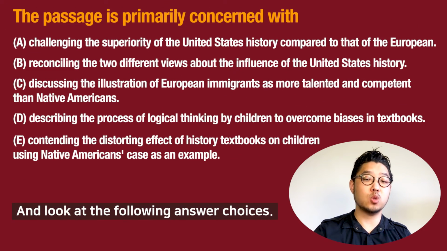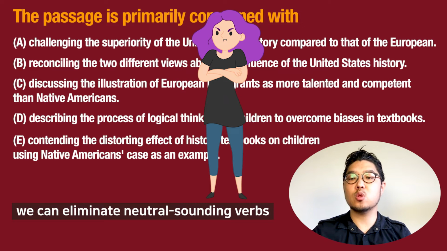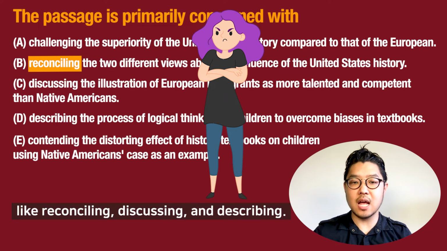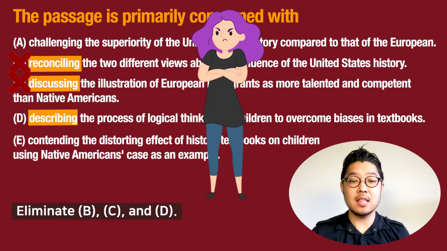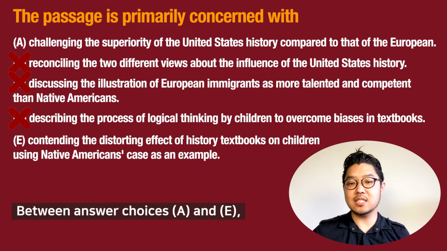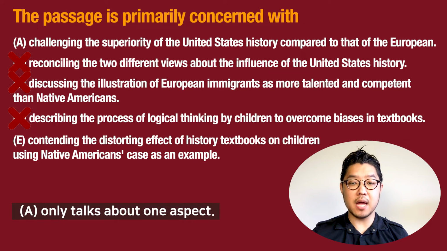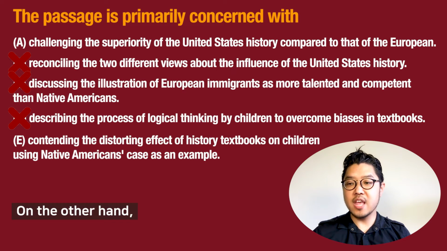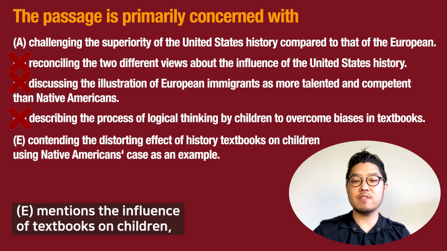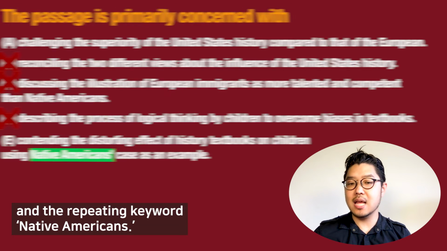And look at the following answer choices. Because the tone of the passage is critical, we can eliminate the neutral sounding words like reconciling, discussing, and describing. Eliminate B, C, and D. Between answer choices A and E, A is too specific for a primary purpose question. A only talked about one aspect. Furthermore, A is irrelevant to the purpose of the passage. On the other hand, E mentions the influence of textbooks on children, and the repeating keyword Native Americans is the answer.